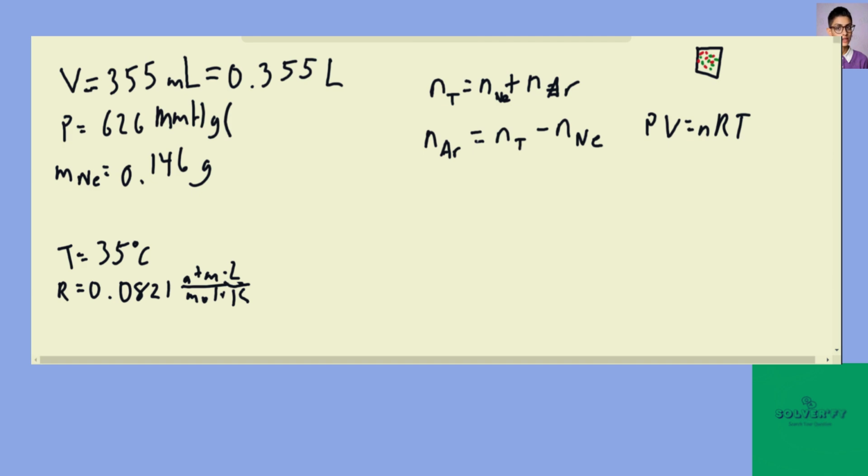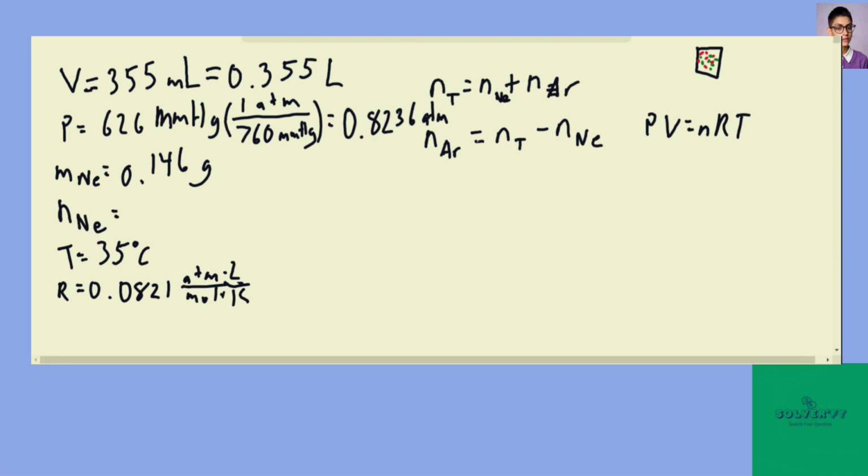So we have 626 millimeters of mercury. We want this in atmospheres because that's what R is in. So for every 1 atmosphere, there's actually 760 millimeters of mercury. So if we do that math, we find out that the total pressure is 0.8236 atmospheres.